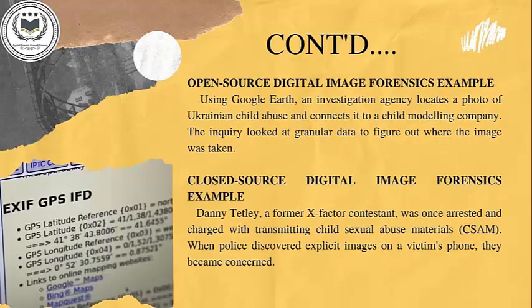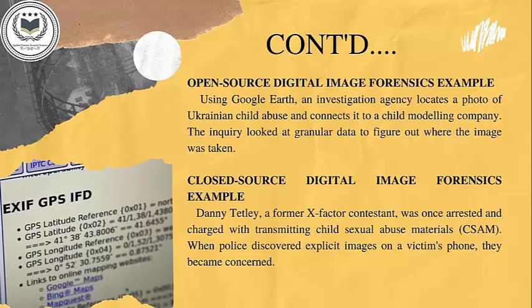Earlier we talked about the application of forensic image analysis in both open and closed investigations. Now let's see what those are with the help of an example. Once an investigation team in Ukraine located a photo of child abuse through an app called Google Earth. With further analysis, they connected it to a child modeling company where these crimes were taking place and they took strict action against it. The interesting part is that they only looked at granular data of an image and used software to find out the location where the photo was taken. This is an example of open source digital image investigation.